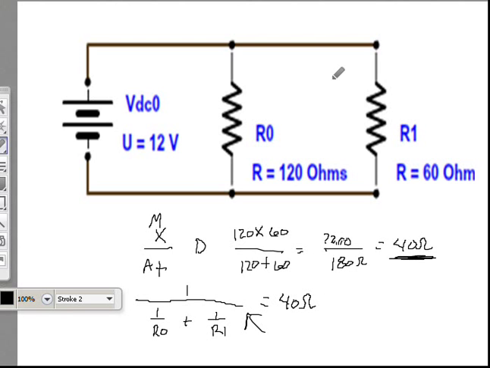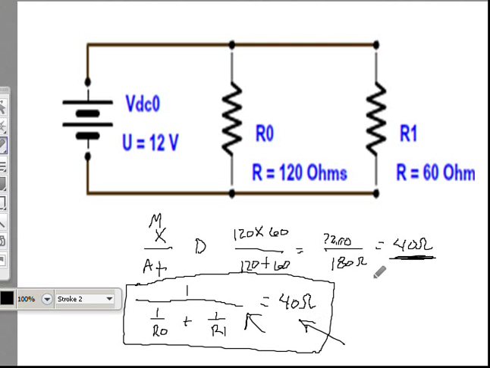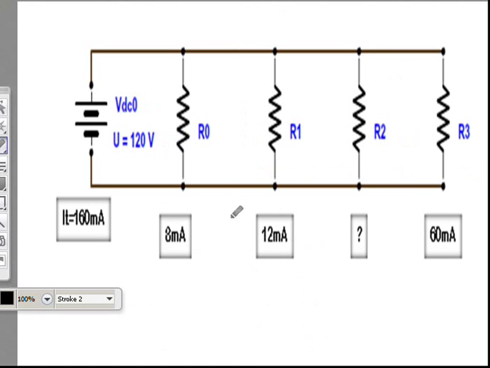Now, this method I can use on a circuit no matter how many resistors there are. The MAD method only works for 2 resistors. So this tends to be the one I lean toward. Okay, but you don't always have all the information there.